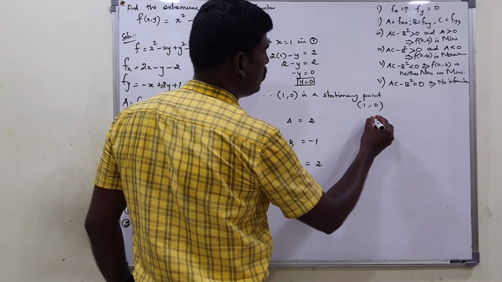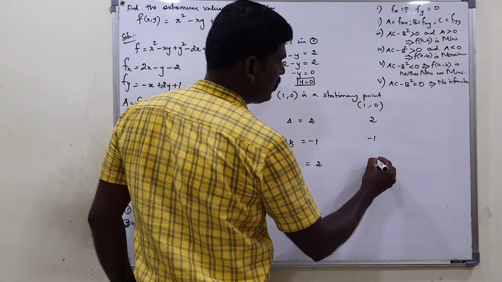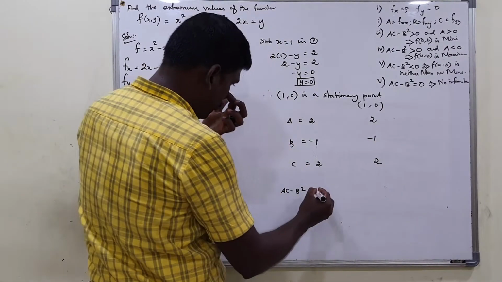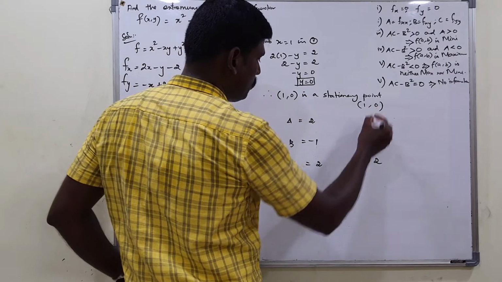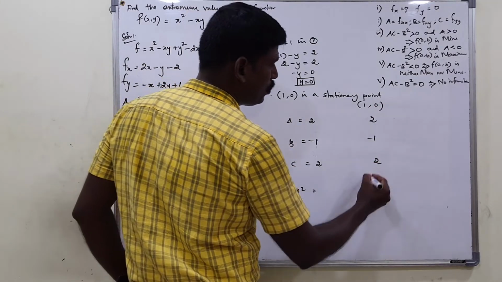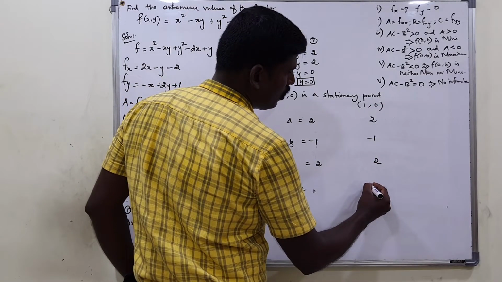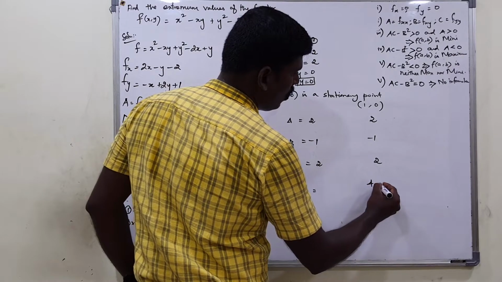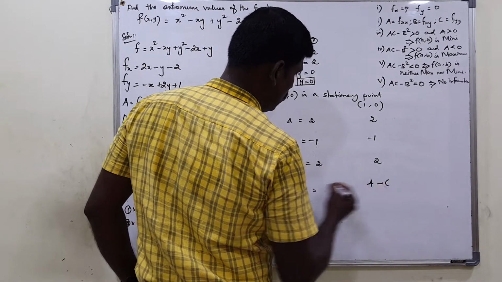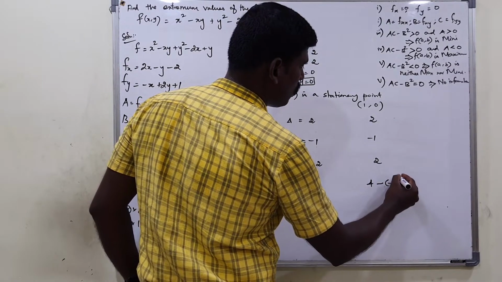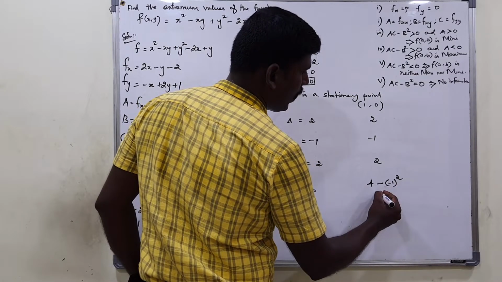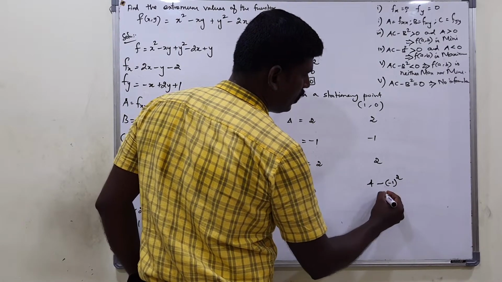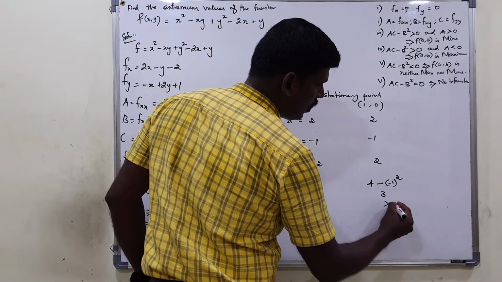So substitute this point. There is no change, isn't it? So it remains the same. What is ac minus b square value at this point? A into c: 2 into 2, 4. Minus b square. B square is minus 1 the whole square. So 4 minus 1, it is 3, which is greater than 0.